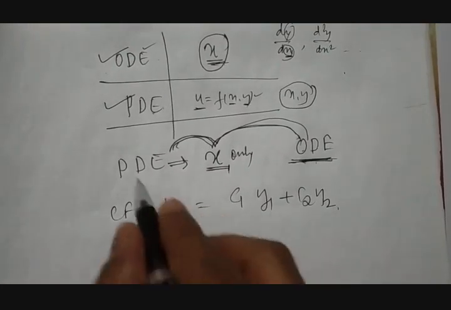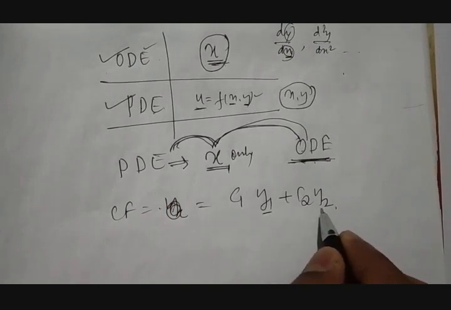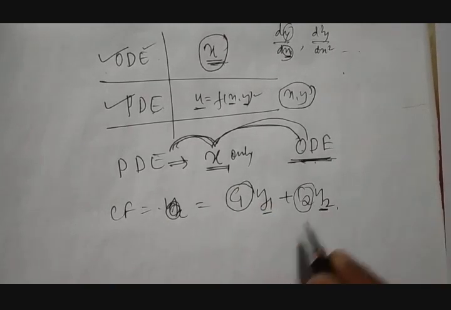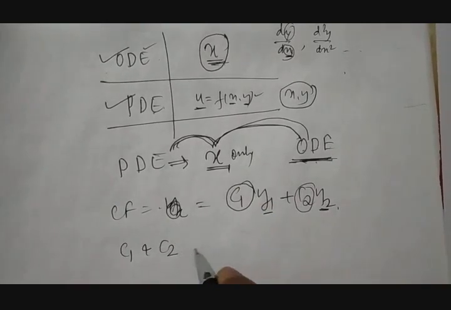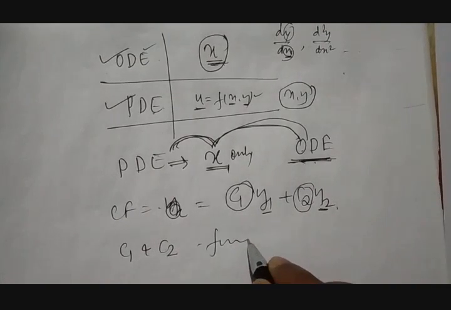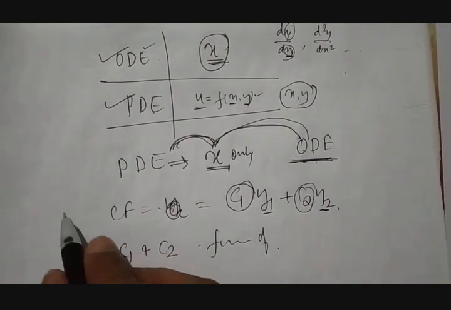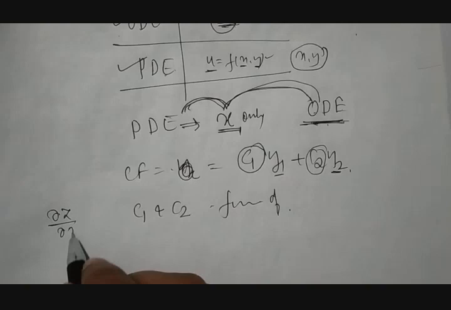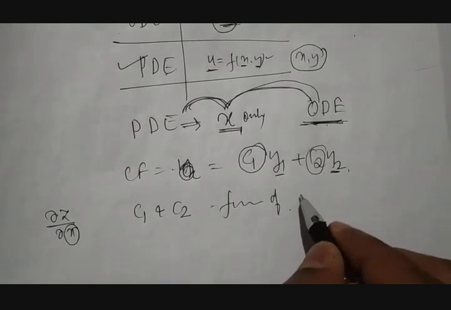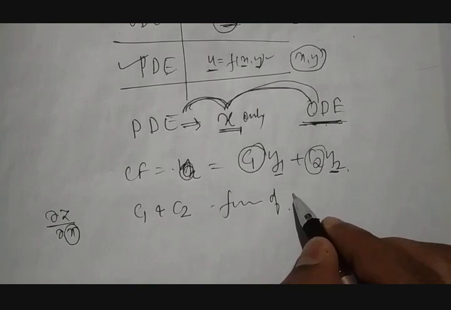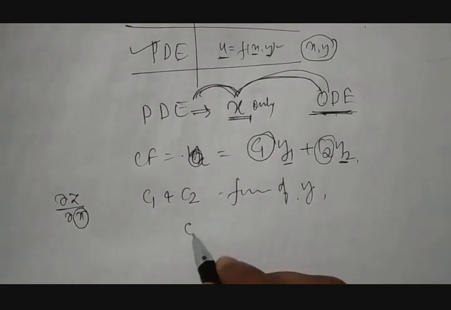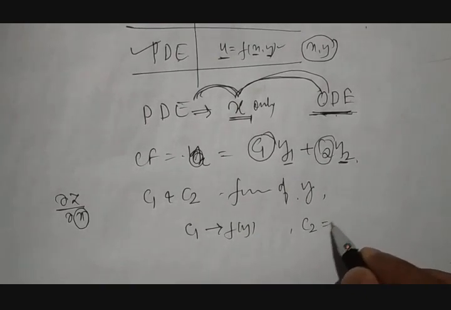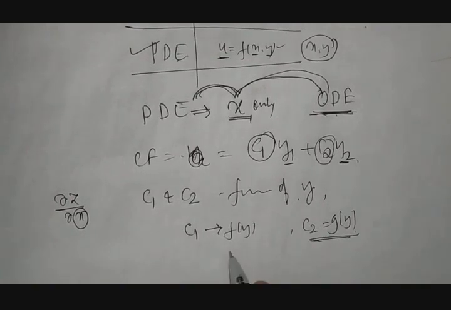But here, since it is a partial differential equation, when we need to go for a solution, what we do is replace c1 and c2. c1 and c2 will be replaced by a function of, suppose the given equation is something like dou z by dou x, here x is a variable, then we are going to choose the arbitrary function as a function of y. Means what? c1 will be replaced by f of y and c2 will be replaced by g of y. This will be the thing.